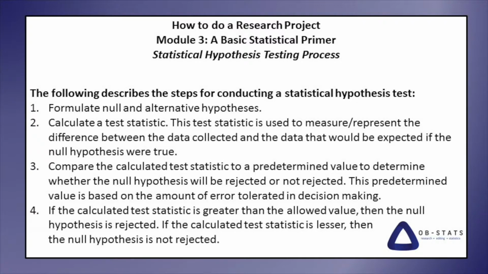3. Compare the calculated test statistic to a predetermined value to determine whether the null hypothesis will be rejected or not rejected. That predetermined value, in turn, is based on the amount of error tolerated in decision-making. And 4. If the calculated test statistic is greater than the allowed value, then the null hypothesis is rejected. If the calculated test statistic is lesser, then the null hypothesis is not rejected.